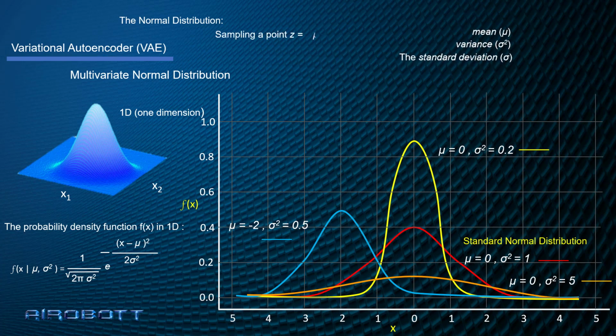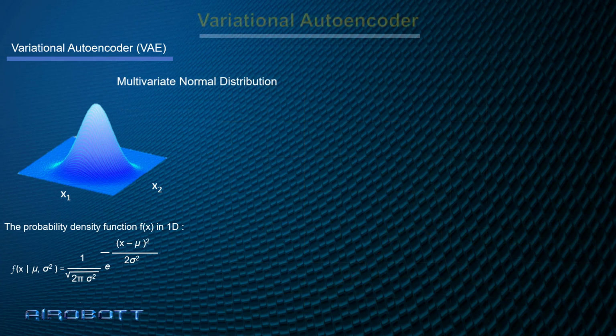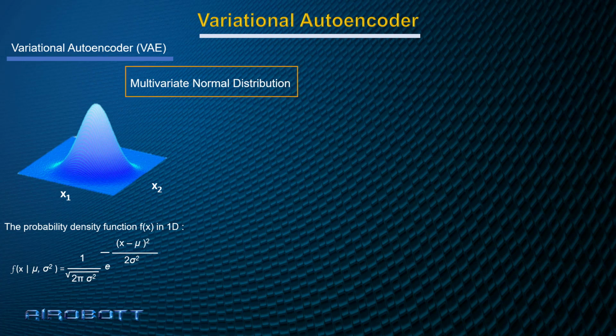Z equal to mu plus sigma into epsilon, where epsilon is sampled from a standard normal distribution. The concept of a normal distribution can be extended to more than one dimension. The probability density function f of x for a general multivariate normal distribution in n dimensions is like this.